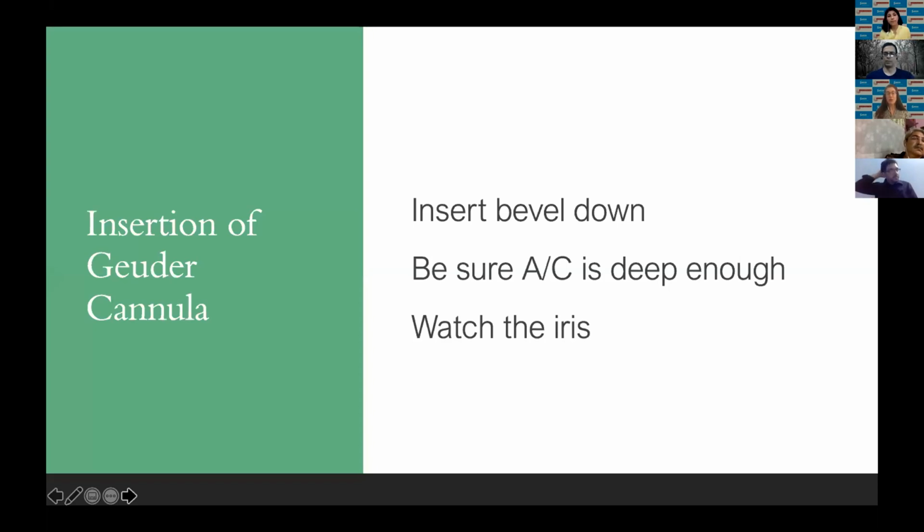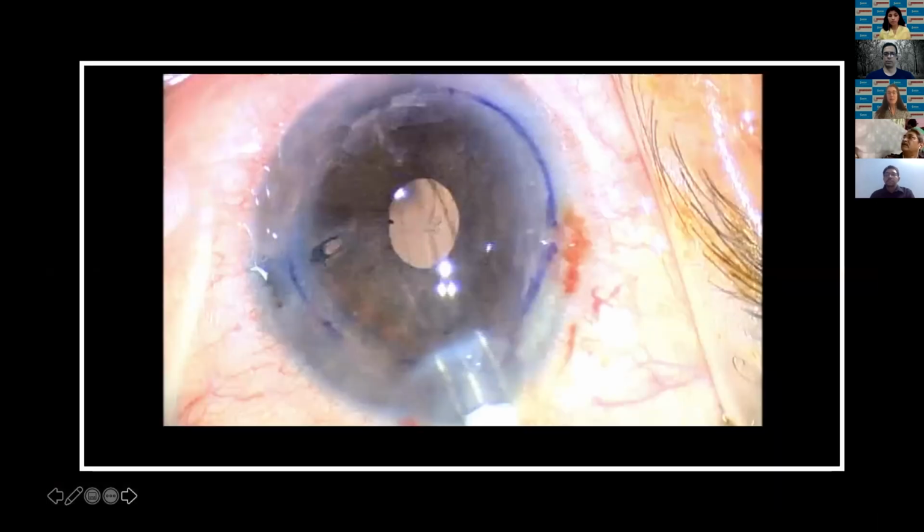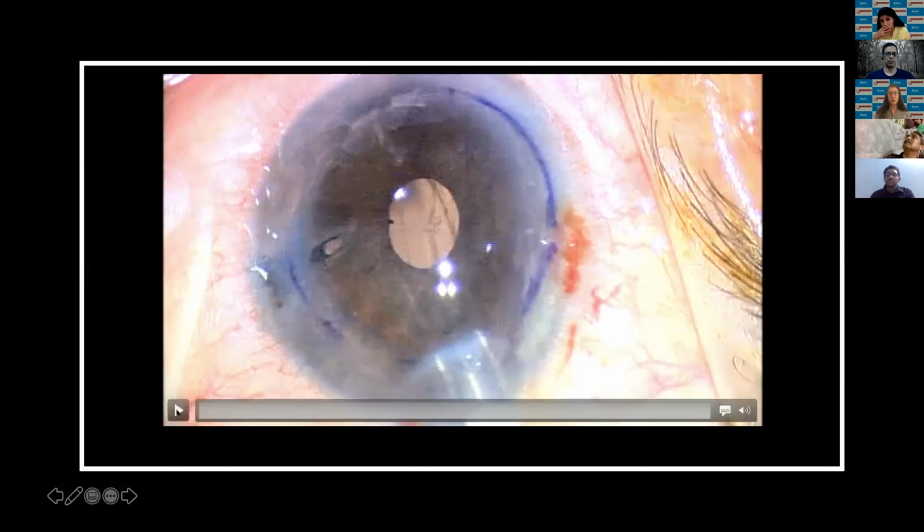With the insertion of the cannula, you want to be sure you initially insert bevel down so that you don't catch the iris. You also want to make sure that the anterior chamber is deep enough in insertion. This is different from unfolding where you want to shallow it. And again, watch the iris. So what happens if you inject too forcefully, if you force things, and also you don't allow a couple of seconds before you withdraw the cannula? Well, you can get this.